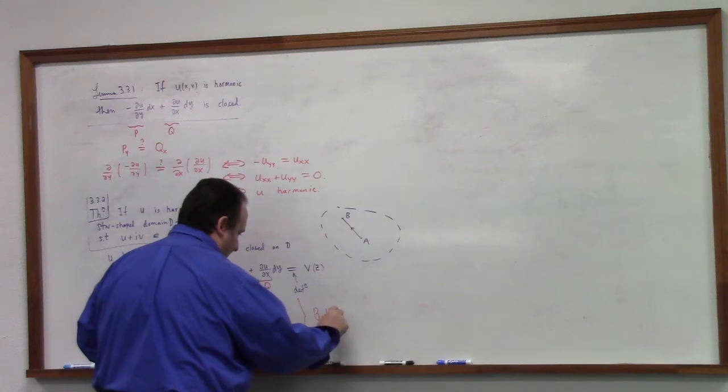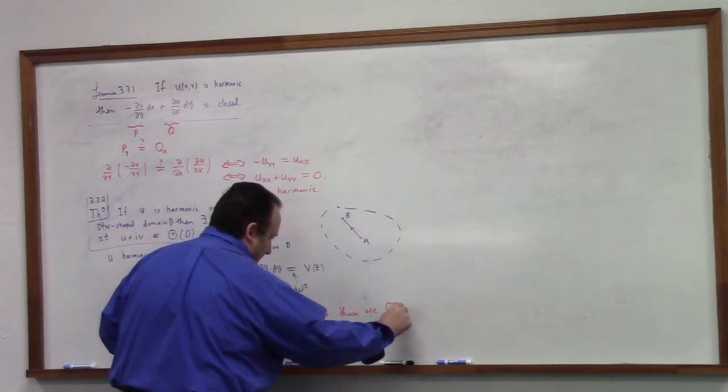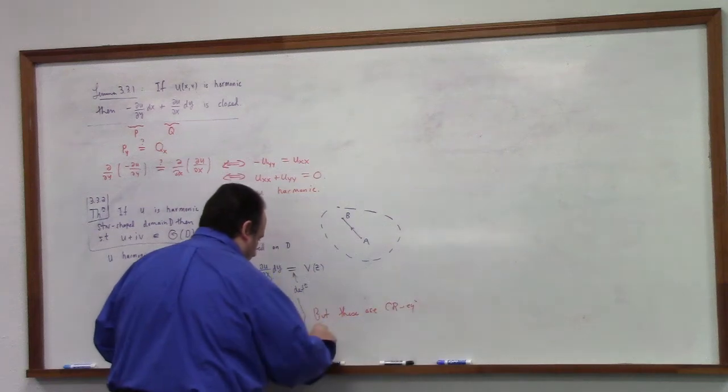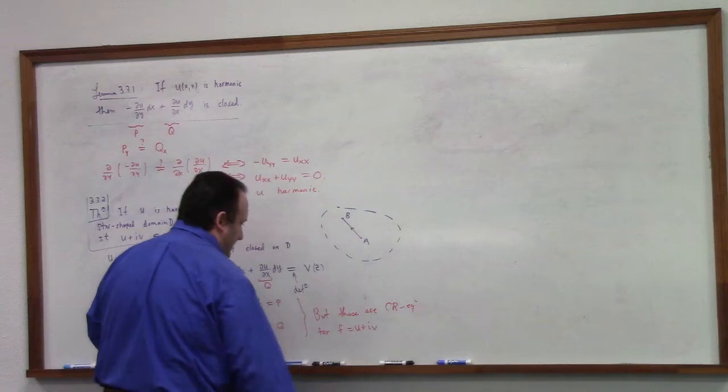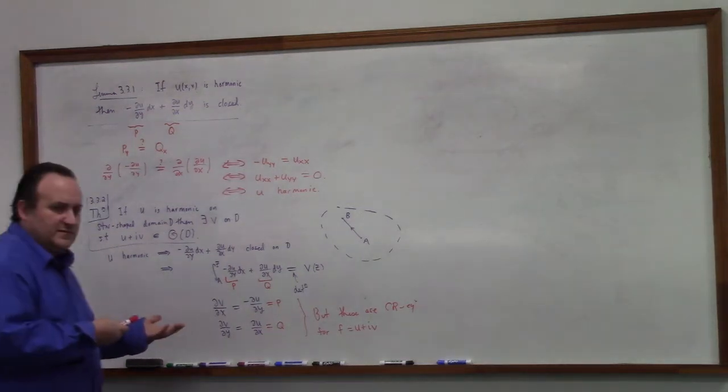But these are the CR equations for f equals u plus iv. And since we have the Cauchy-Riemann equations holding over the star-shaped domain, which is of course open, an open connected set, that gives us that f is holomorphic on this thing. So, hooray. There wasn't much missing from my notes. It's just like there's an extra sentence.